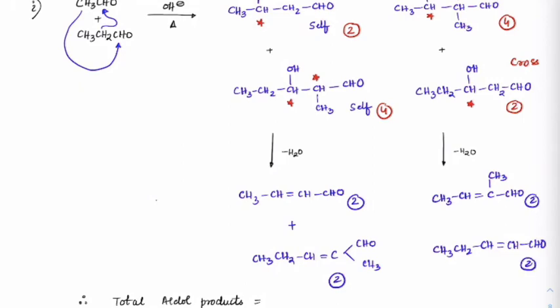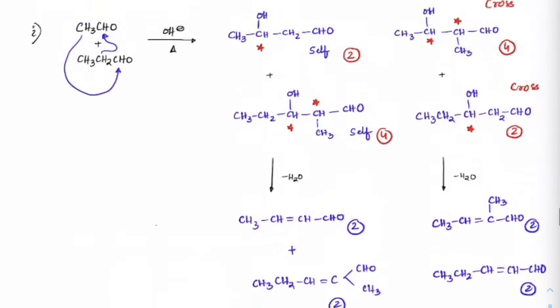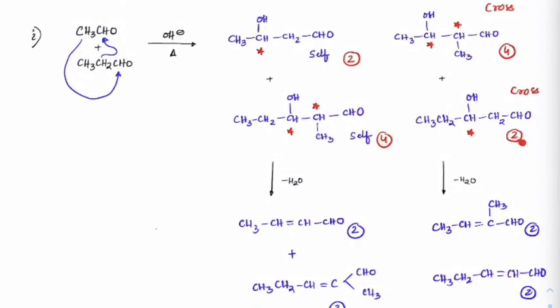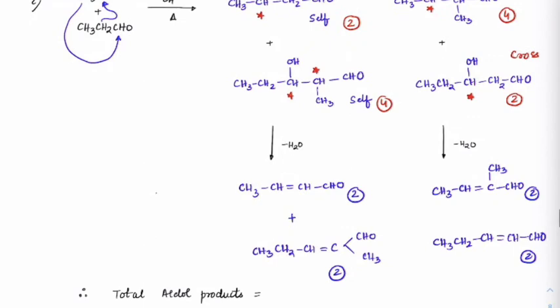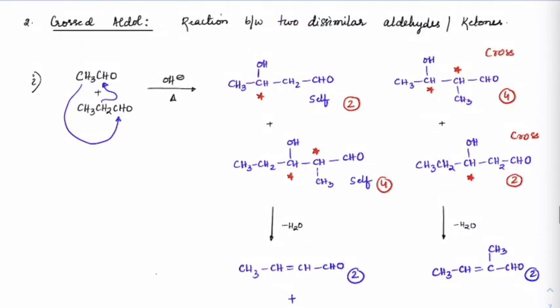So if the question was asked what is the total number of aldol products, you can see that 4, 4, 2 and 2, right? So total we have 12 aldol products and condensed products total 8 geometrical kind. So these 12 are optical kind and these 8 are geometrical kind. These are the type of questions usually asked from cross aldol.